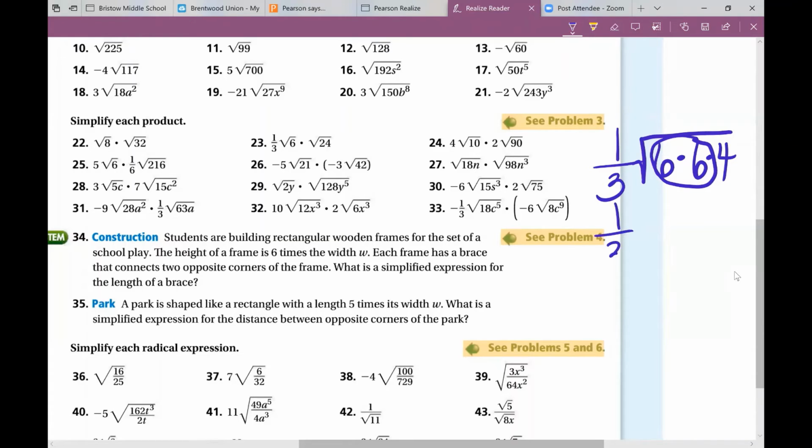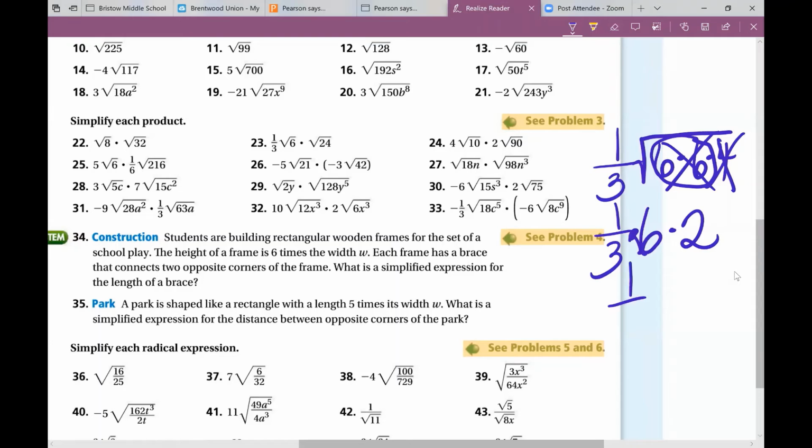So I'm going to copy the 1/3 again. And I have a pair of 6s, which I will bring out to the outside. And I also know that the square root of 4 is 2. It's a pair of 2s. So I'm going to bring that to the outside as well.